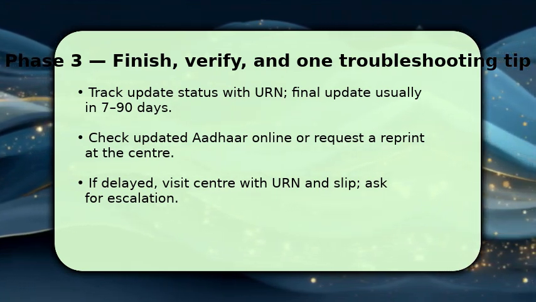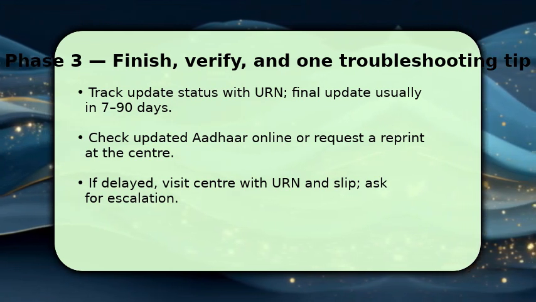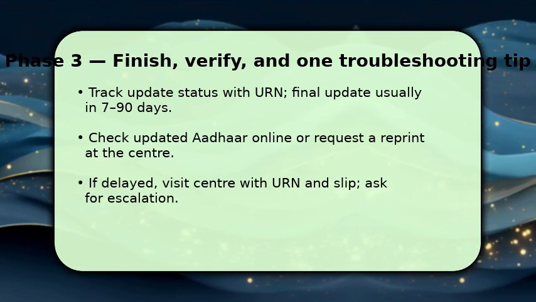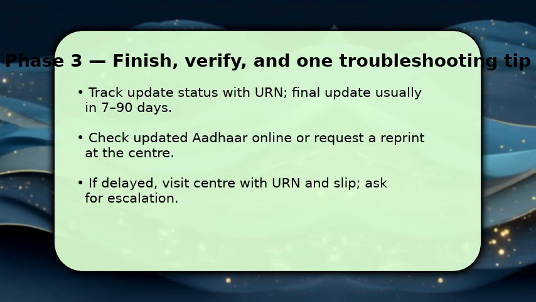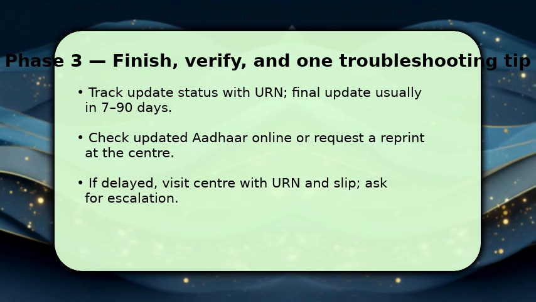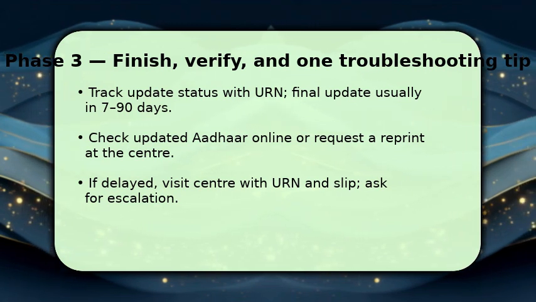If the update stalls or is rejected, return to the center with your URN and slip and request escalation. Often a mismatch in entry or failed biometric causes delays, and staff can reinitiate verification to resolve it.